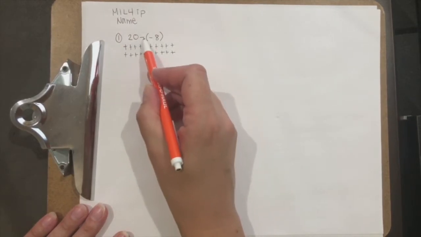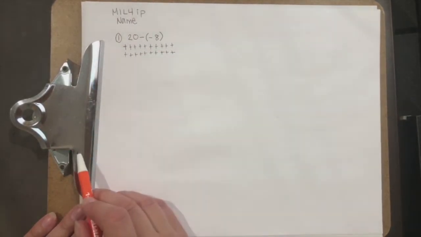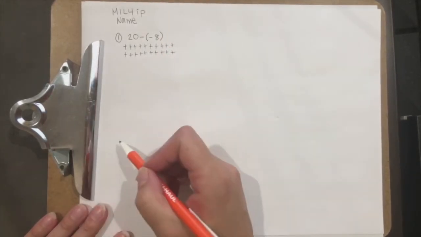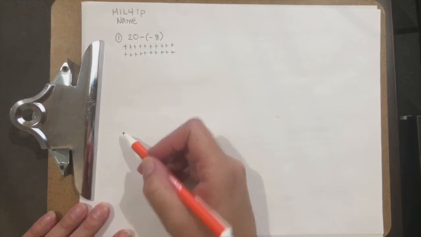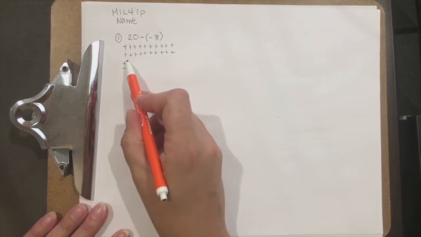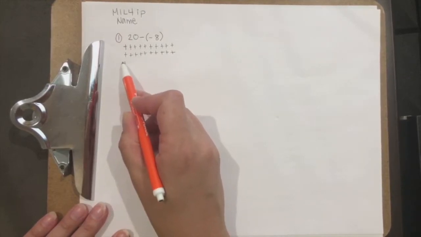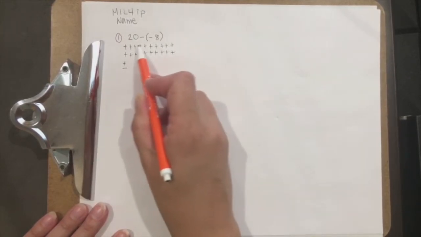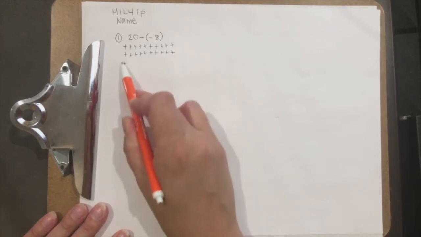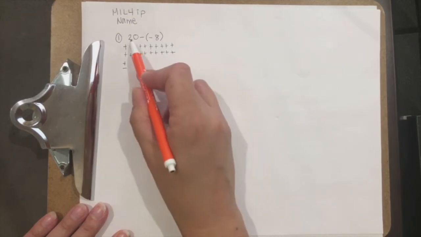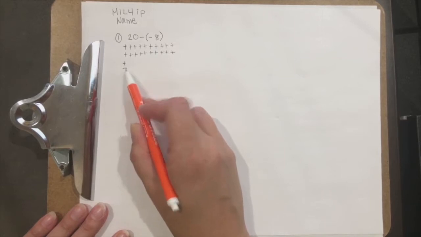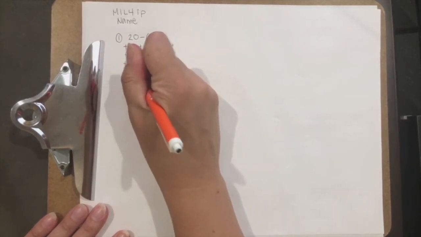Now I need to take away 8 negatives. But there are no negatives, so how am I supposed to take 8 of them away? Well, here's where we add in the zero pairs. So if we add in a positive and a negative, those would cancel out and we still have our 20. So we haven't changed the value of this entire thing yet. Okay, so we still have 20. This still represents 20 because remember, this is a zero pair. So we're going to keep adding in zero pairs.